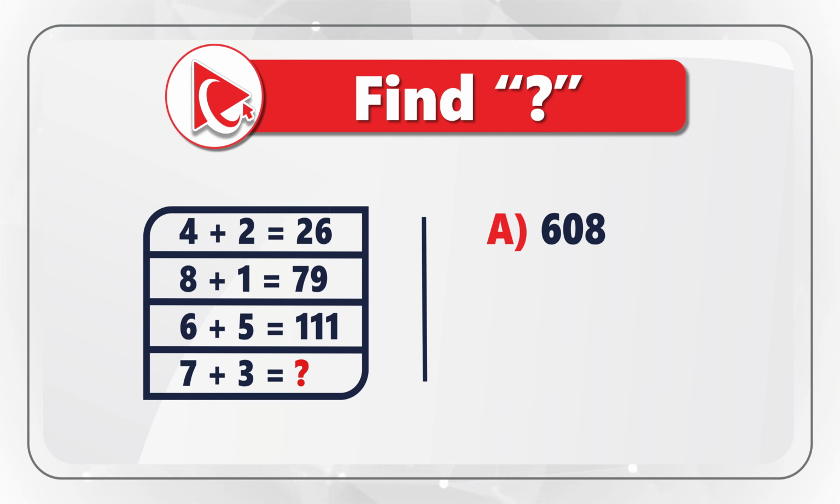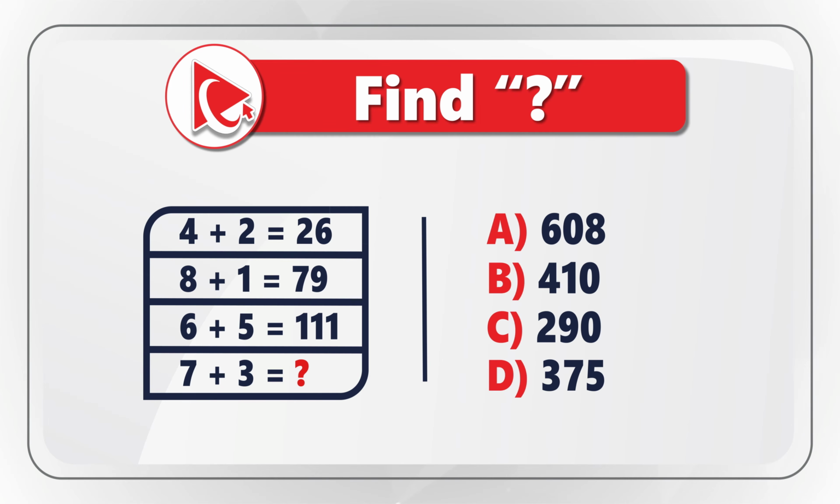Choice A, 608. Choice B, 410. Choice C, 290. And last but not least, choice D, 375. Take a close look at this unusual set of expressions to see if you can come up with the solution. Are you ready? Let me give you a quick hint. What if you introduce into this set of expressions not just the plus sign, but also a minus sign? Would that make any difference?